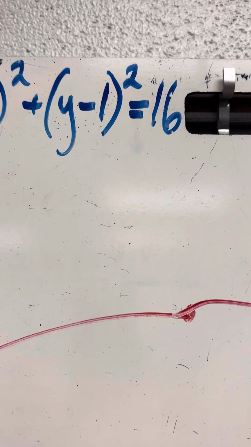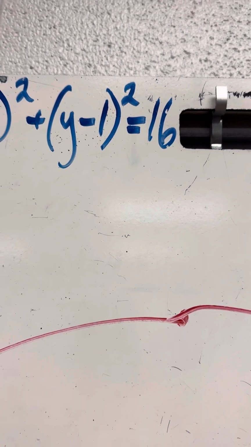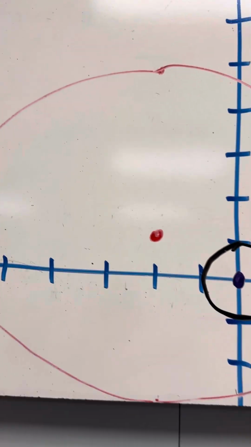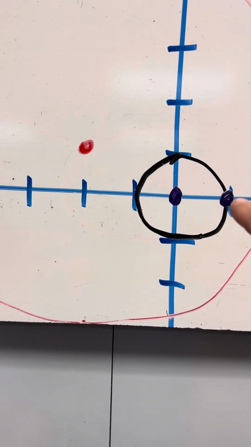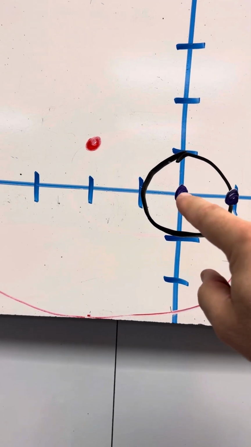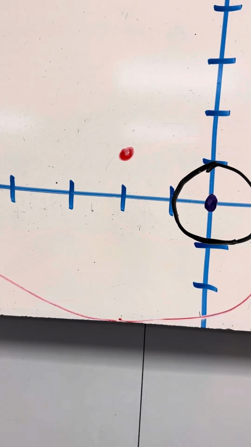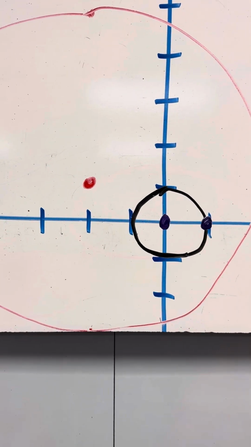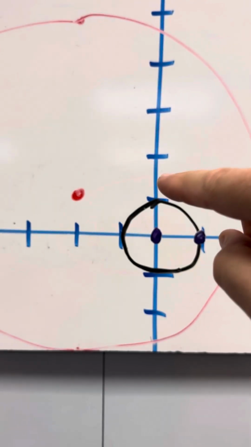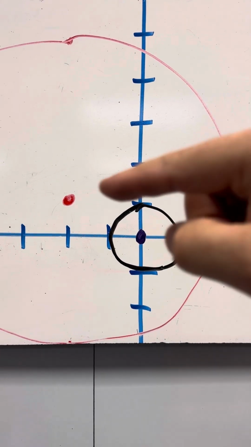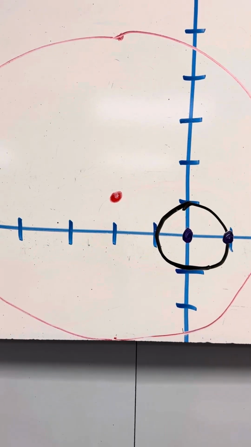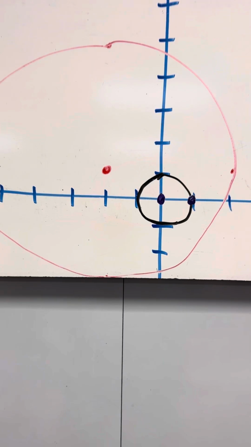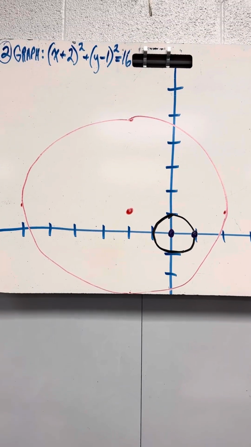r squared is 16. What's the square root of 16? 4. Since the square root of 16 is 4, you're going to click this dot after moving to (negative 2, 1). Click and drag it until you have a radius of 4. 1, 2, 3, 4, right? And that is what your circle will look like.